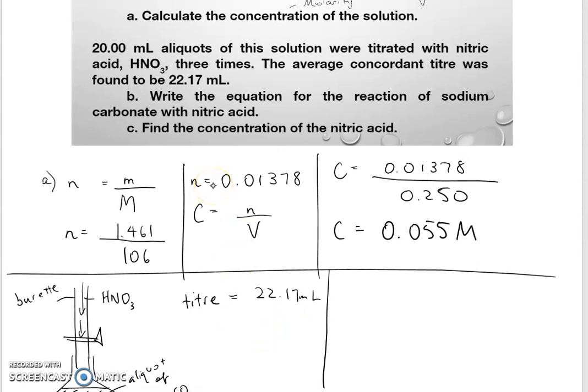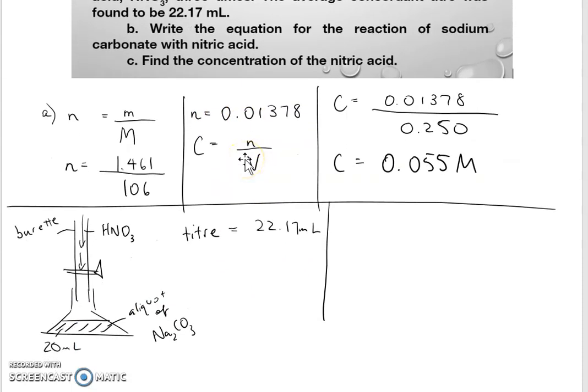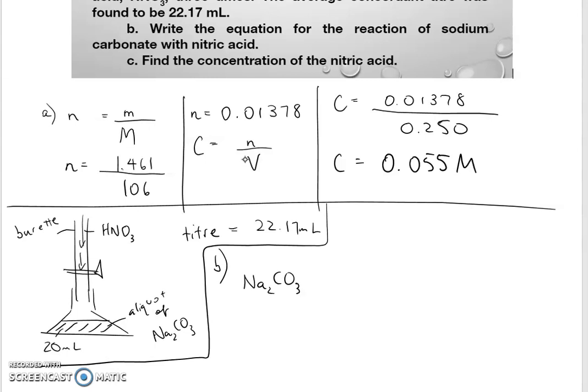Okay, so question B is saying write the equation for the reaction here. That's a good idea to do. So we have sodium carbonate being reacted with the nitric acid to form sodium nitrate, CO2, and water. And we have to balance, so let's pop a 2 there, and let's pop a 2 here, and then let's see if everything, so 2 sodiums, 2 nitrates, 2 nitrates, 1 carbon, 3 oxygens.